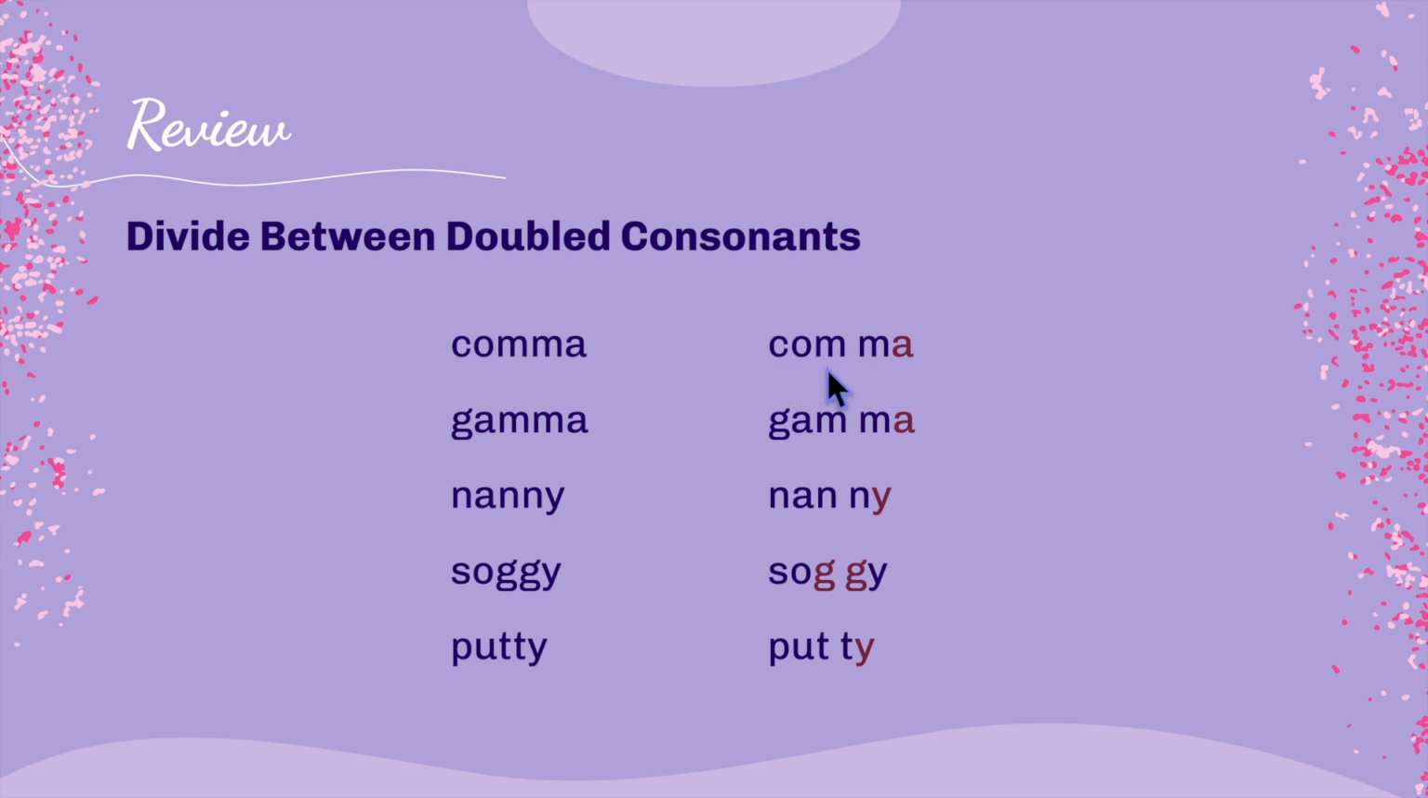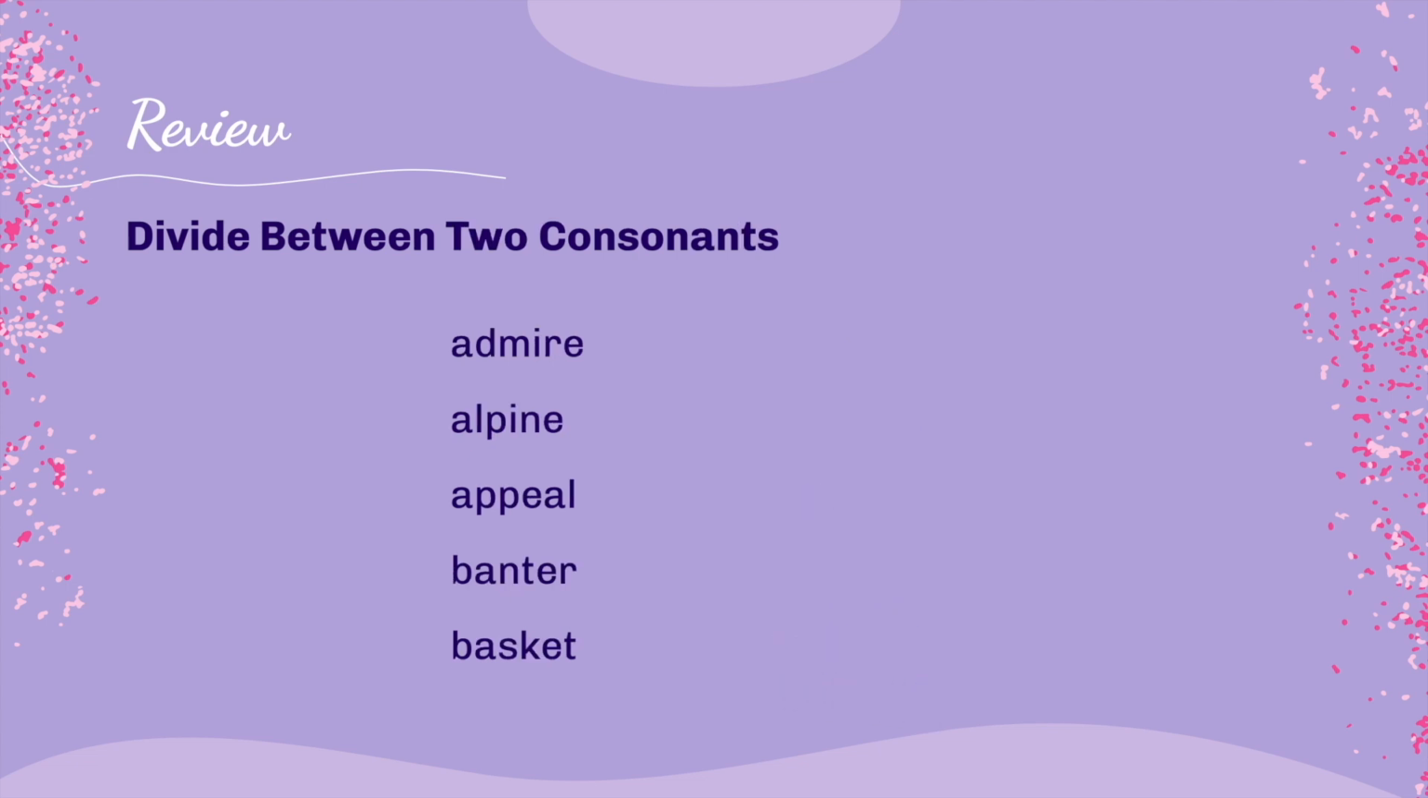So here we have comma, gamma. Notice these aren't "may," these are "ma" with the schwa A. Nanny, where the Y has the long E, soggy, and putty. The next rule to review is to divide between two consonants. So we have two consonants here, and we're going to split. So divide between these two, here we have the doubled, right here and right here.